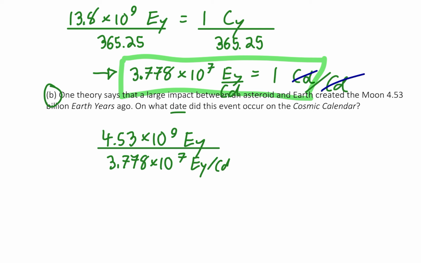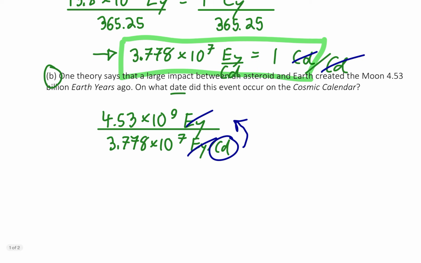And sure enough, we just put it right down below. That's going to cancel out our EYs. Since our CD is in the denominator of the denominator, it's going to go up top. And that means that we have effectively converted 4.53 times 10 to the 9 Earth years into cosmic days. All right. So same idea on the conversion factor, but it's maybe slightly less intuitive going from Earth years to cosmic days rather than cosmic days to Earth years. But that wasn't really my main point.